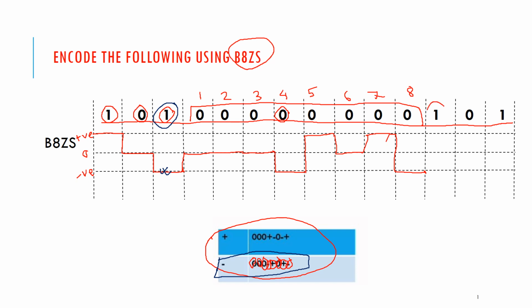Then you have another one. This is going to follow regular AMI, so this one is going to go on the positive. Now you have a 0, so this 0 is just going to be on the 0. Then you have another one, and this one is going to be on the negative, following regular AMI technique, since my last one was on positive.